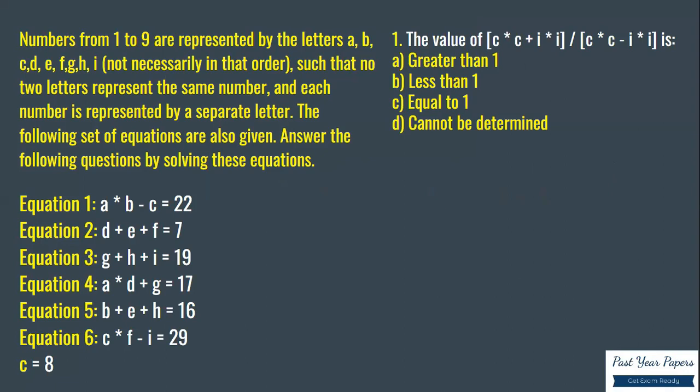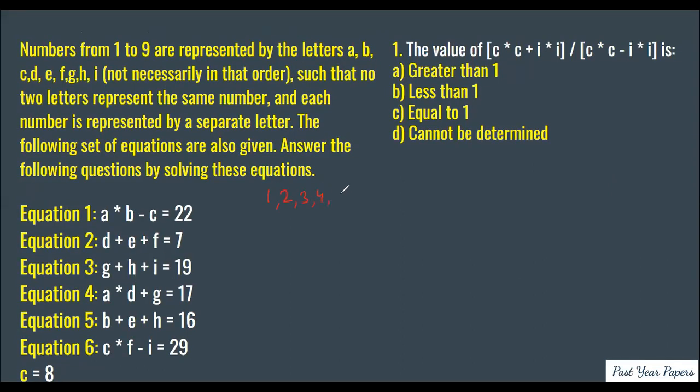That means we have 9 numbers with us from 1 to 9: 1, 2, 3, 4, 5, 6, 7, 8, and 9. And we have 9 letters A, B, C, D, E, F, G, H, and I. It is not necessary that A is 1, B is 2, C is 3. C can be 6, F can be 2, G can be 1. But one thing is sure, that one letter is for one number.